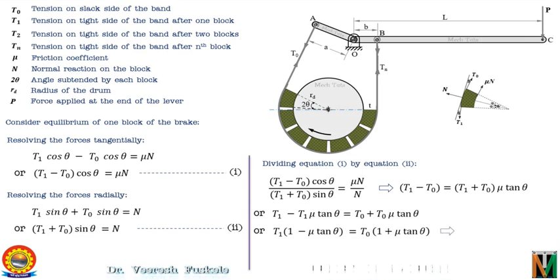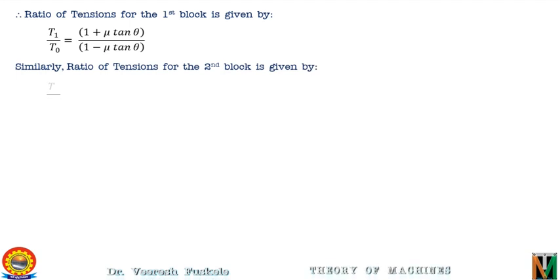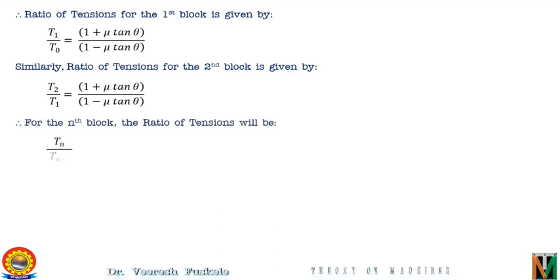This will give us T1 upon T0 is equal to (1 plus mu tan theta) divided by (1 minus mu tan theta). Therefore, the ratio of tensions of the first block is given by T1 upon T0 is equal to (1 plus mu tan theta) divided by (1 minus mu tan theta). Similarly, the ratio of tensions for the second block will be T2 upon T1 is equal to (1 plus mu tan theta) divided by (1 minus mu tan theta). Therefore, for the nth block, the ratio of tension will be Tn upon Tn minus 1 equal to (1 plus mu tan theta) divided by (1 minus mu tan theta).